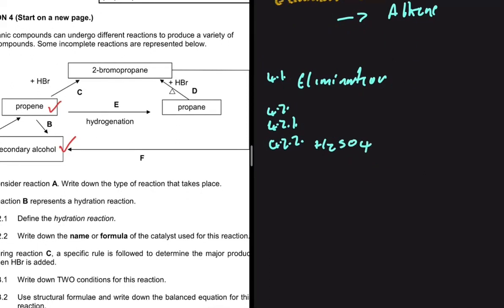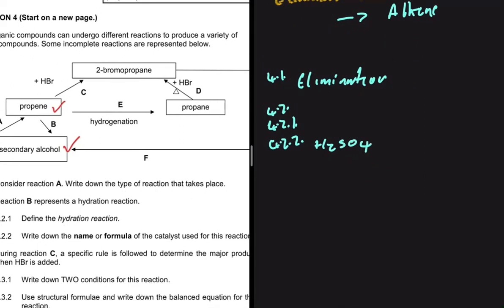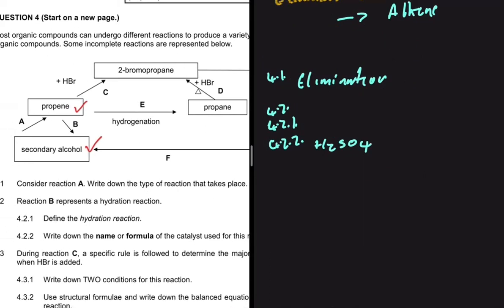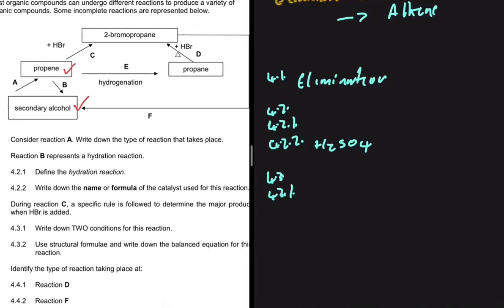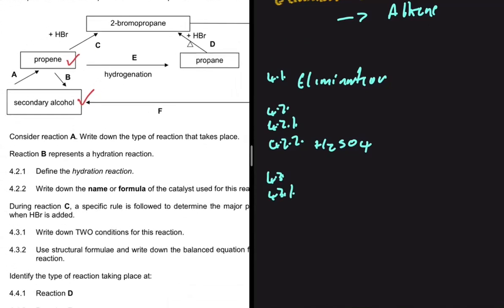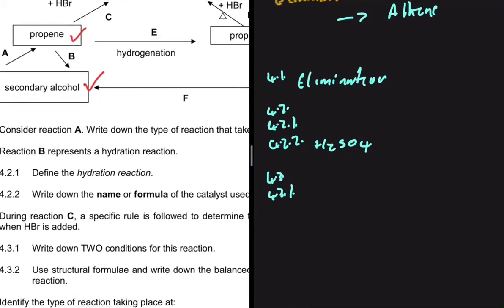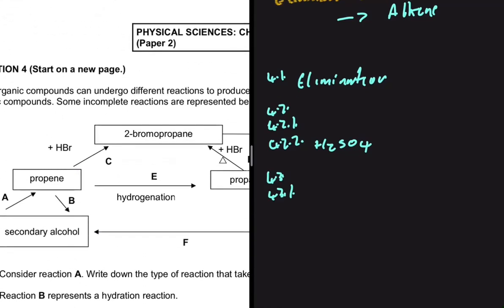So we can use sulfuric acid as a catalyst for a hydration reaction. Let's look at 4.3 and 4.3.1. During reaction C, a specific rule is followed to determine the major product when HBr is added. Let's look at reaction C. So for reaction C, we're starting with propene and we end up with 2-bromopropene.